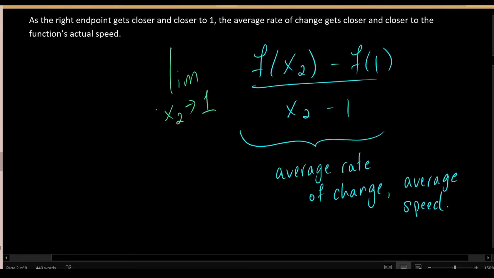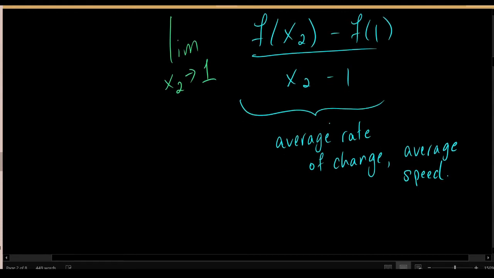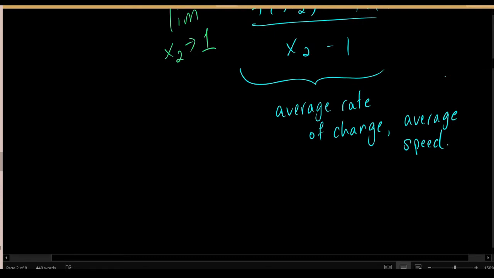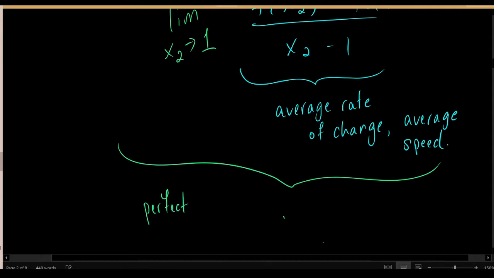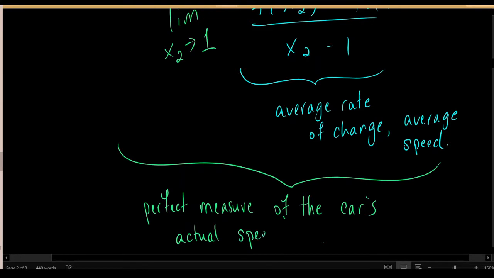When we apply this limit to this average rate of change, it's no longer an average. Now this entire quantity is a perfect measure of the car's actual speed at the very instant when x was 1.